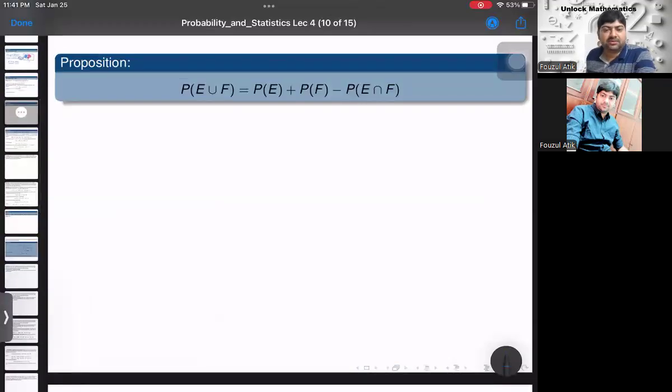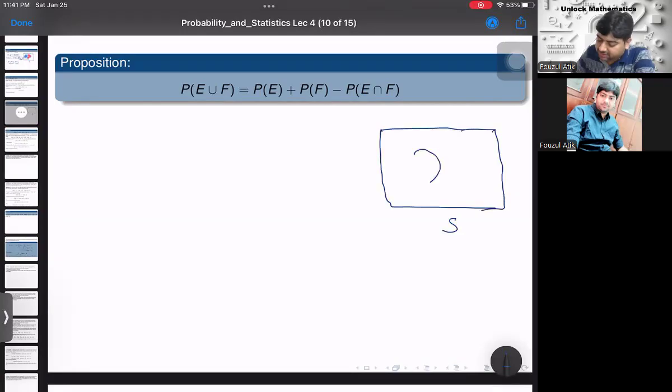Now I have this property that is again a very interesting property of probability. How to prove that? Again, we'll do a similar kind of proof. So with the help of a Venn diagram, we'll try to understand the set theoretic things. Suppose this is the sample space. I have two events, E and F. This is E, this is the event F.